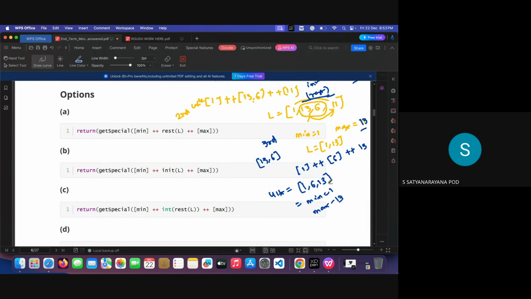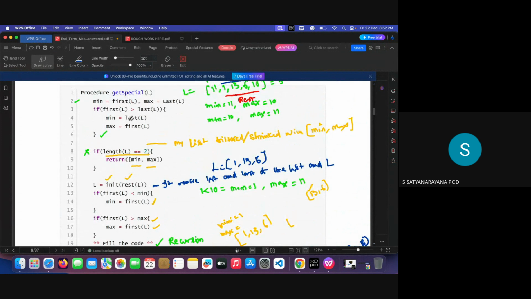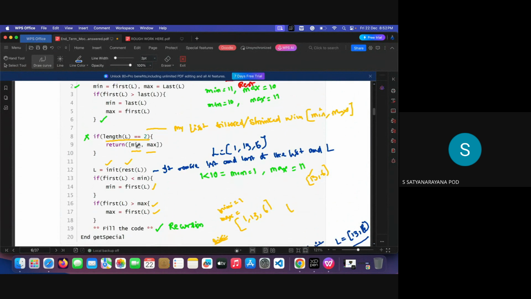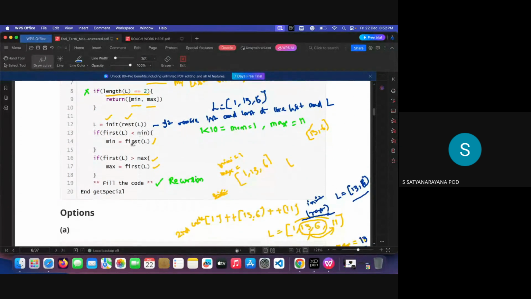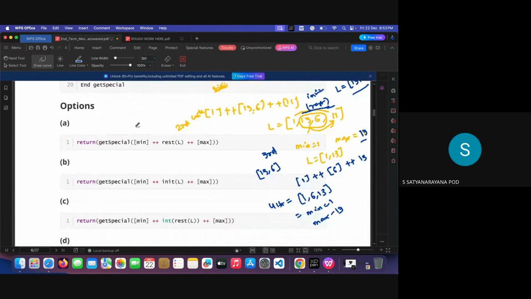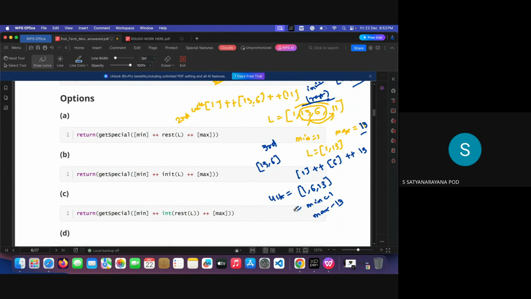Clear? So after that, it checks this condition. First, is it greater than? No, definitely it's not. My length of the list is not 2, right now it's 3. Whenever it's 3, again we are executing init of rest of L followed by init. So my rest is 6 and 13. In that 6 and 13, again we are updating init. So what do you get? 6. So my updated list is going to be 6.